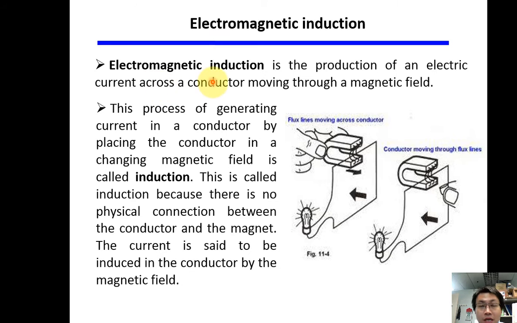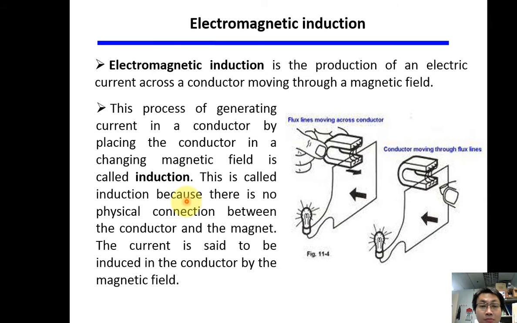We start from electromagnetic induction, where we produce an electric current when a conductor passes through a magnetic field. So we have electric current, magnetic field, and a conductor, three things. The process of generating current in a conductor by placing the conductor in a changing magnetic field is called induction. It is called induction because there is no physical connection between the conductor and the magnet. The current is said to be induced in the conductor by the magnetic field.